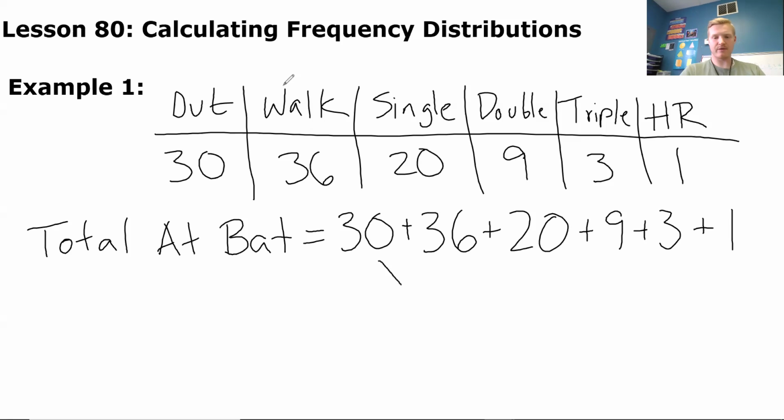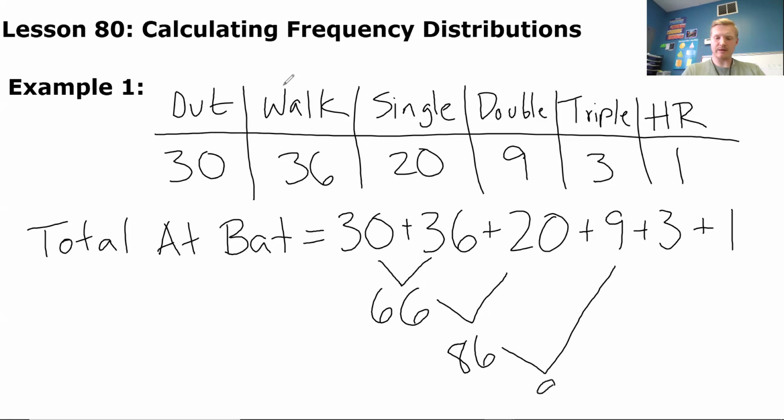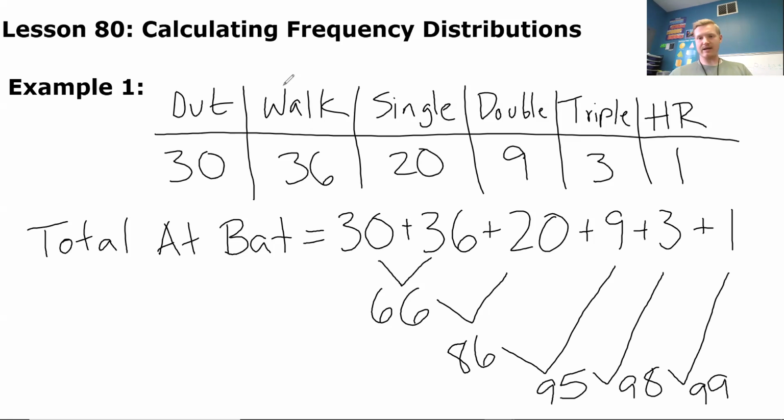First off, 30 and 36, that's going to give me 66. Then 66 plus 20 gives me 86. Then 86 plus 9 gives me 95. 95 plus 3 gives me 98. And then 98 plus 1 will give me 99. So 99 was this baseball player's total at-bats. So get that written down.